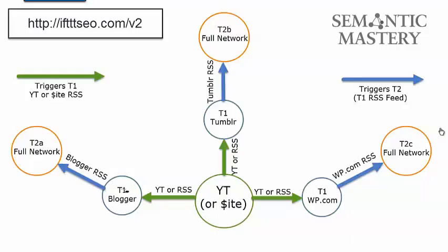So then we take those RSS feeds and we use those RSS feeds as triggers for our tier 2 networks. So the tier 2A network, which is fed by Blogger, is triggered by the tier 1 Blogger RSS feed. We do not trigger the tier 2A network directly from our money channel. We don't do that, because then it wouldn't be a tier 2 network. It would be a tier 1 network. Okay?